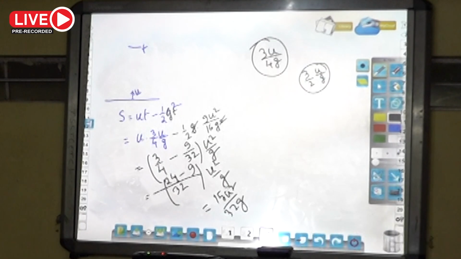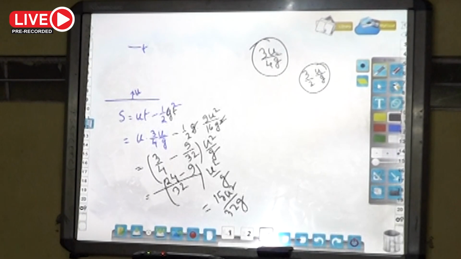Okay. So what is the value of time of ascent? U by g. Time of ascent means where velocity is 0, final velocity is 0, initially u, so v equal to u minus gt, so 0 equal to u minus gt, so t equal to u by g, time of ascent.